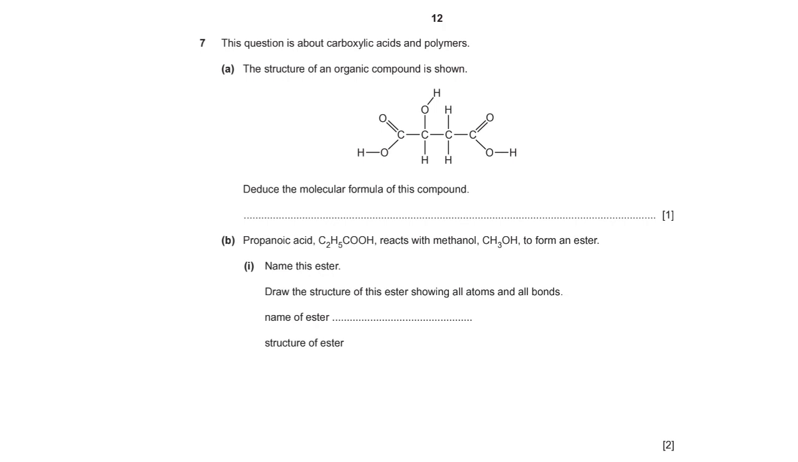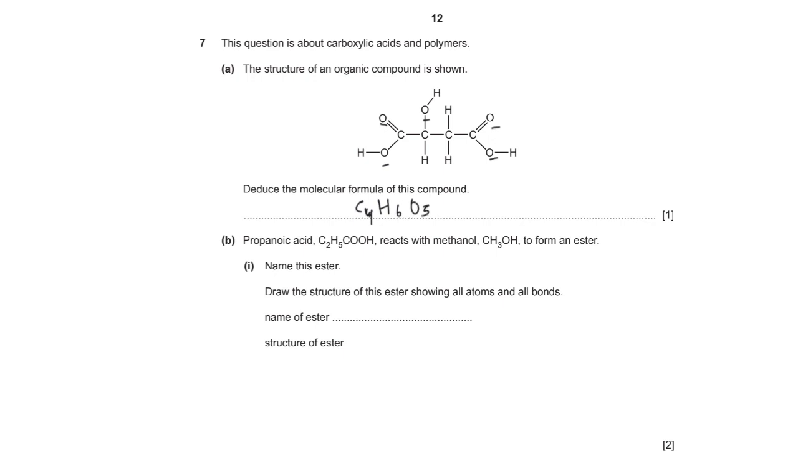Okay, so this question is about carboxylic acid. The structure of an organic compound is shown. Deduce the molecular formula of this compound. So how many carbons are there? There are 4 carbons, and 1, 2, 3, 4, 5, 6 hydrogens. In an organic formula, carbon is written first, then hydrogen, and then oxygen. And we have 5 oxygens.